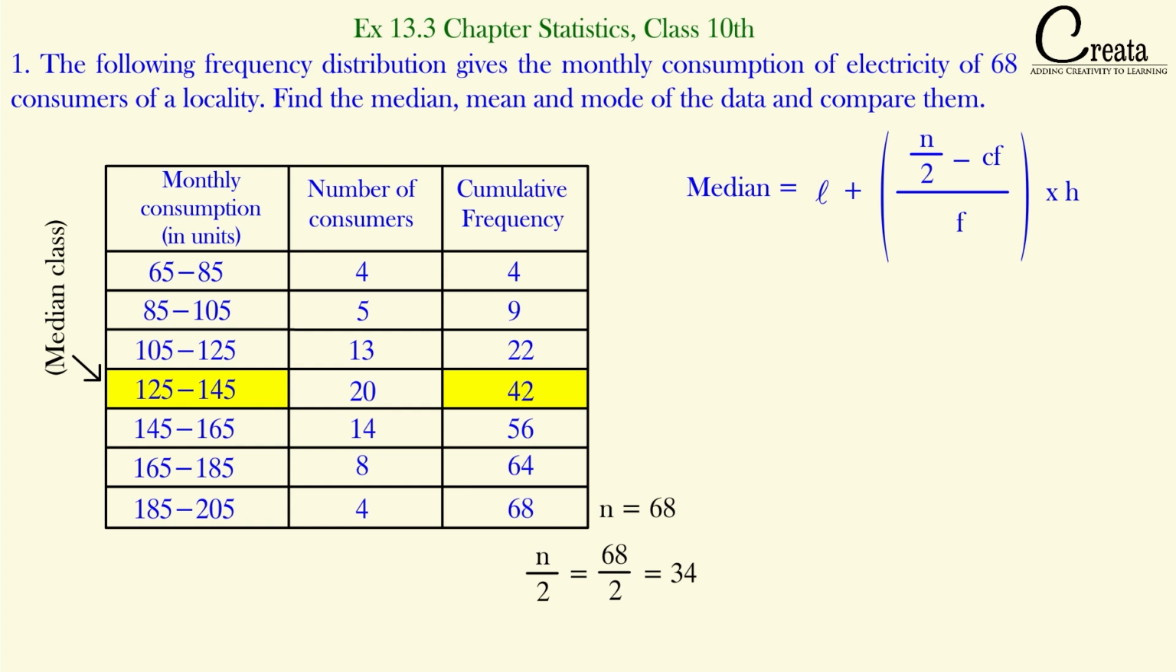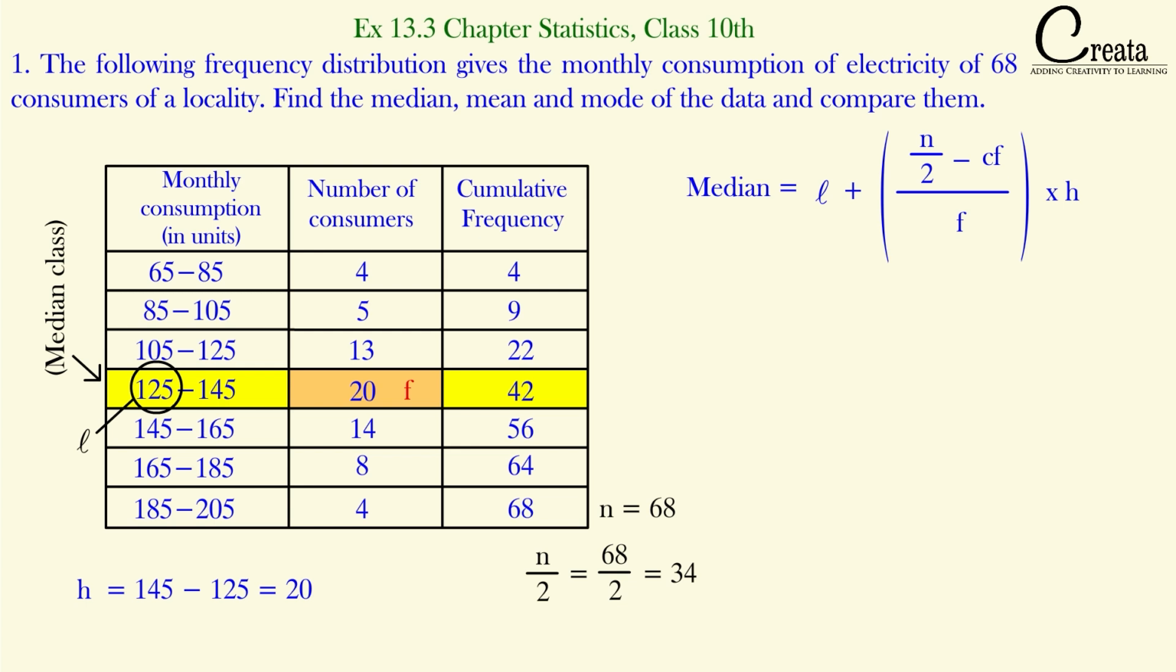Let's find the other components of the formula. Firstly, L, which is the lower limit of the median class. Our median class is 125 to 145. So the lower limit L will be 125. Further, let's find the class interval H, which is upper limit minus lower limit. 145 minus 125, it is 20. Next, the frequency F, which is the frequency of the median class, which is 20.